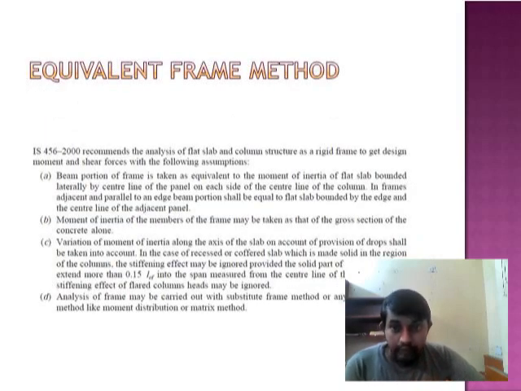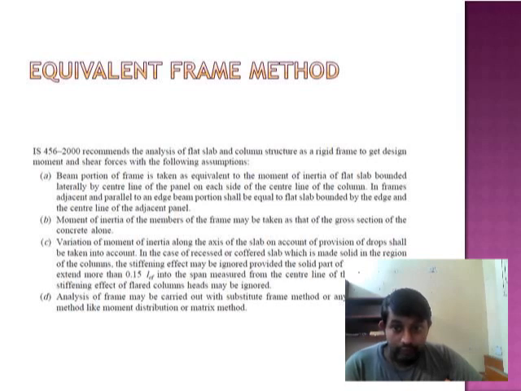Equivalent frame method. IS 456 recommends the equivalent frame method for the analysis of flat slab and column structure. First, the beam portion of the frame is taken as equivalent to the moment of inertia of the flat slab, bounded laterally by the center line of the panel on each side of the center line of the column. In frames adjacent and parallel to an edge, the beam portion shall be equal to the flat slab bounded by the edge and the center line of the adjacent panel.